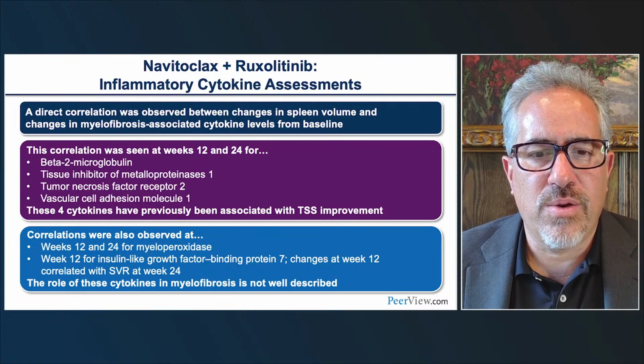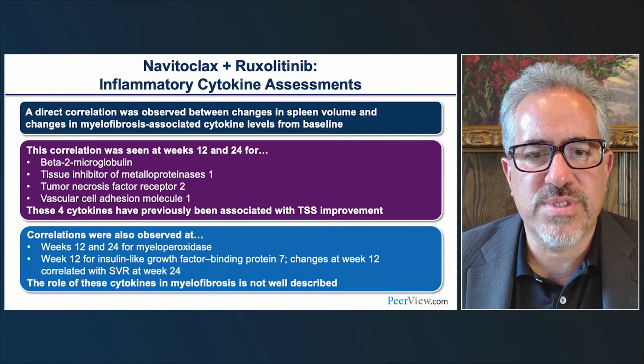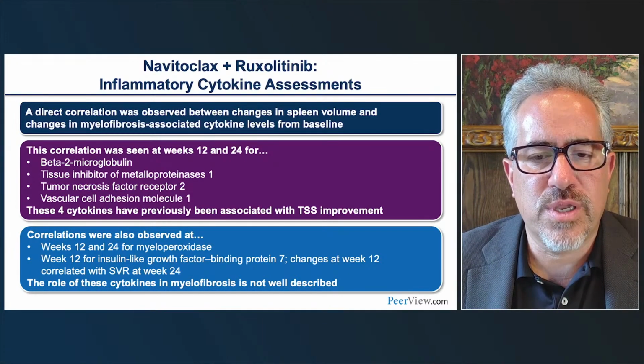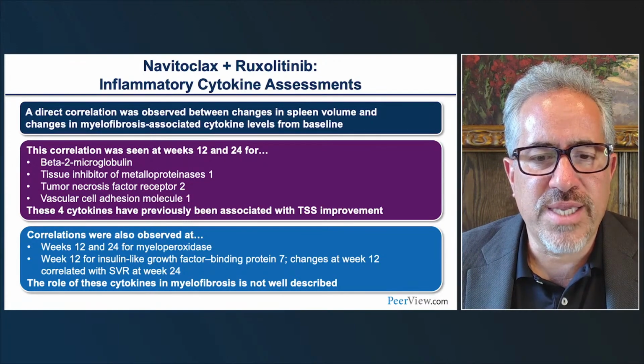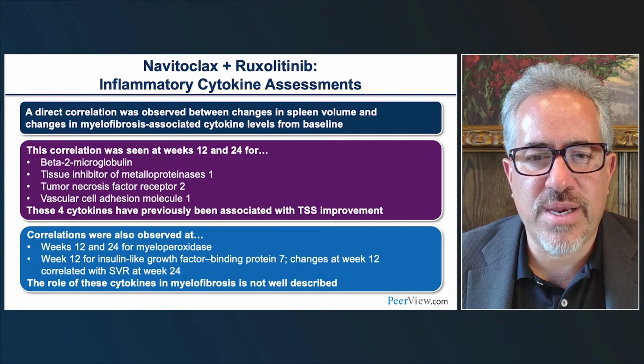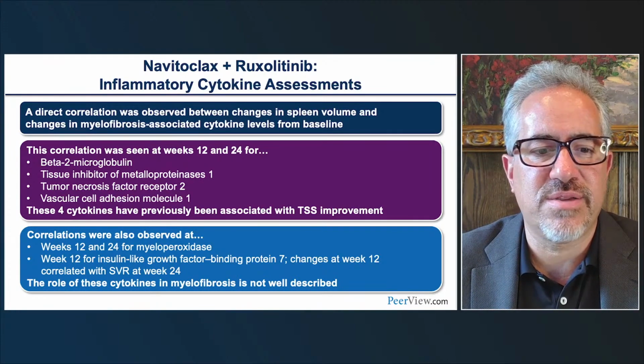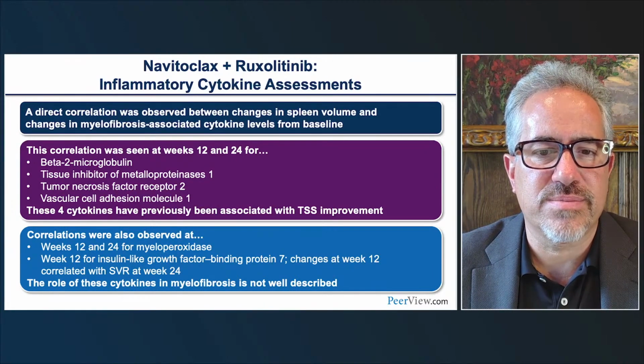Additionally, when looking at secondary endpoints in terms of improvements in inflammatory cytokines, there was a direct correlation between changes in spleen volume and improvement in myelofibrosis-associated cytokine levels from baseline. Additionally, these included several cytokines listed here that we had previously reported to be associated with myelofibrosis-related symptoms and improvements in the overall total symptom score. So nice seeing this strong correlation, not only symptomatic improvement, but really being tied to the underlying biology of the disease that these individuals are experiencing.